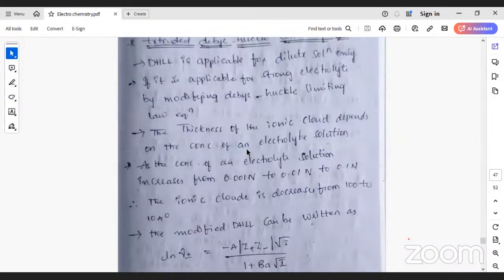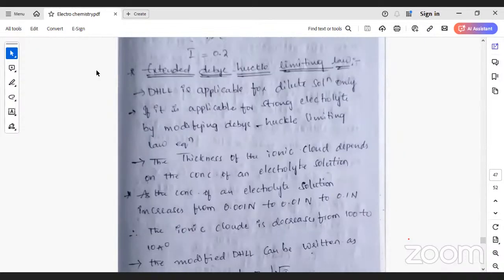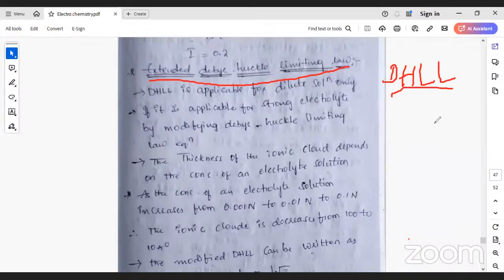Right. So one more small concept will be there, that is the extended Debye-Huckel limiting law. What we saw, the Debye-Huckel limiting law, DHLL, is applicable for only weak electrolytes, right? And the equation of the Debye-Huckel limiting law is obtained from the assumptions of Debye-Huckel theory. So what does the extended Debye-Huckel limiting law mean? In order to apply it for the strong electrolytes.